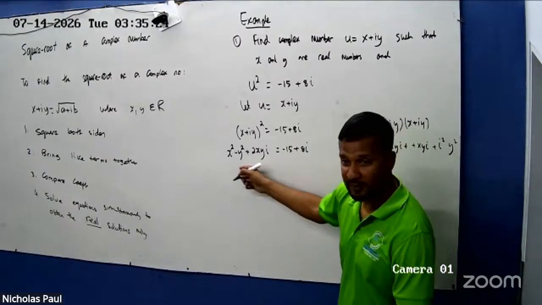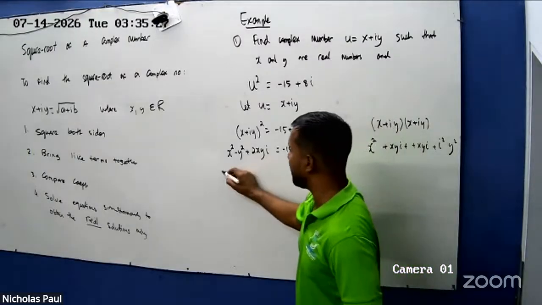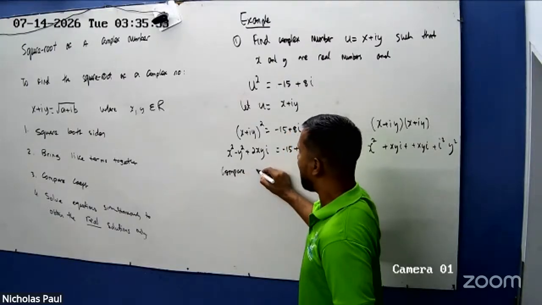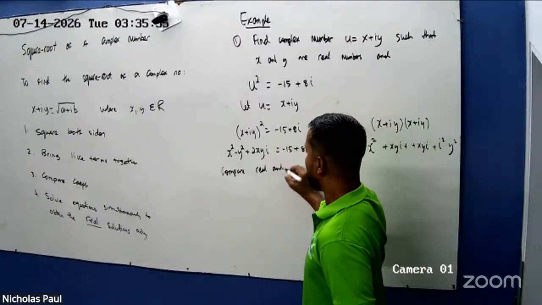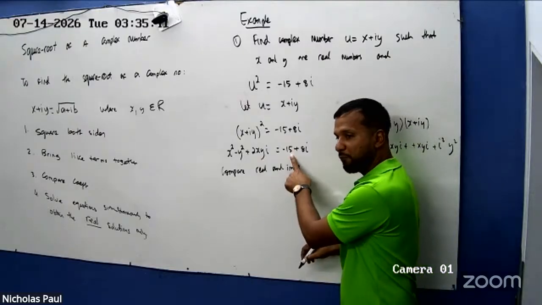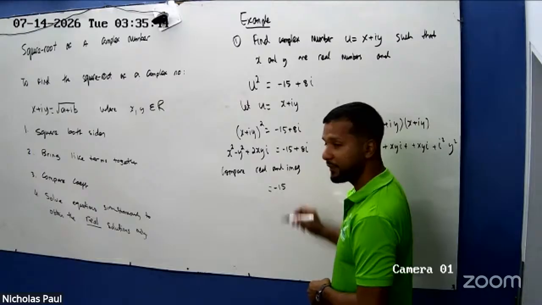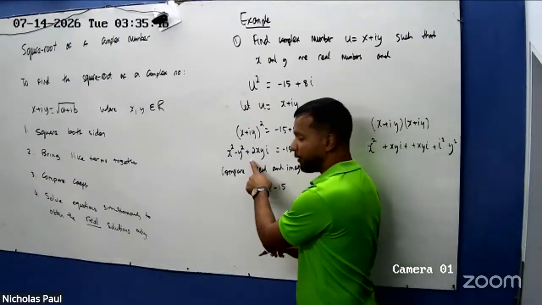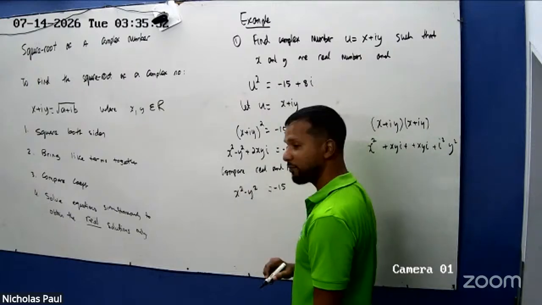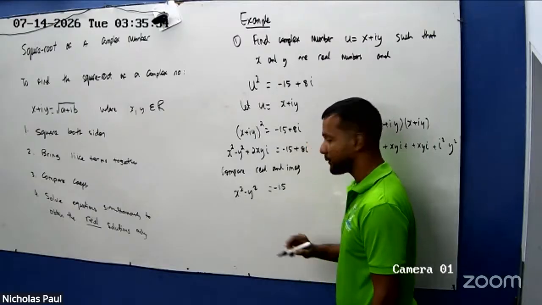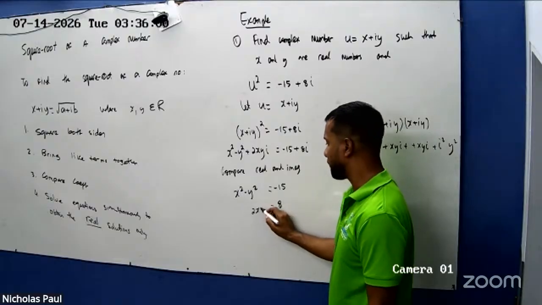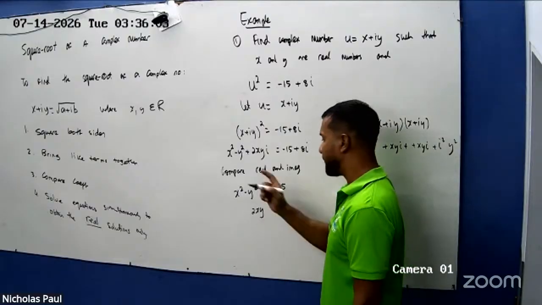Are you okay with this part here, Chloe? Next part is to compare. Instead of writing coefficients, I'll say compare the real and imaginary parts. So the real part is what, Connor? The real part is minus 15. What's the real part here? x squared minus y squared. Very good. And what's the imaginary part? The imaginary part is 8, and here it is 2xy.